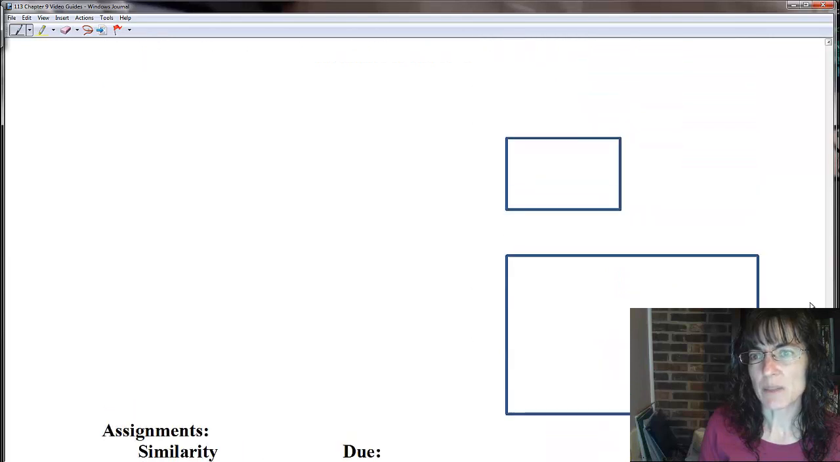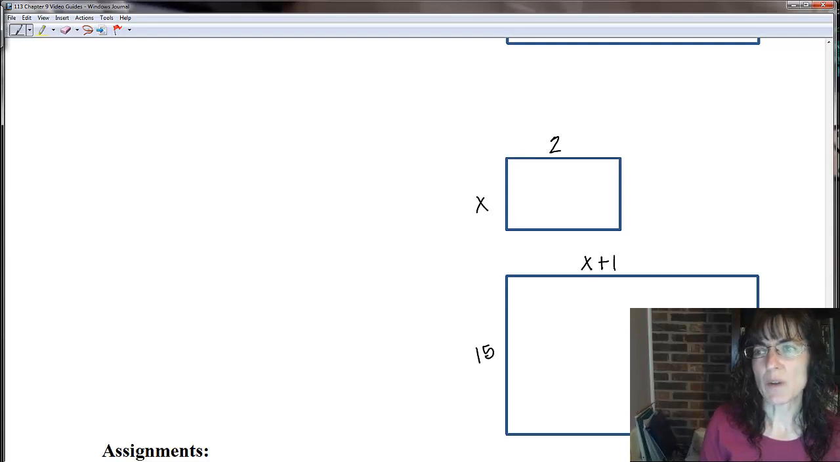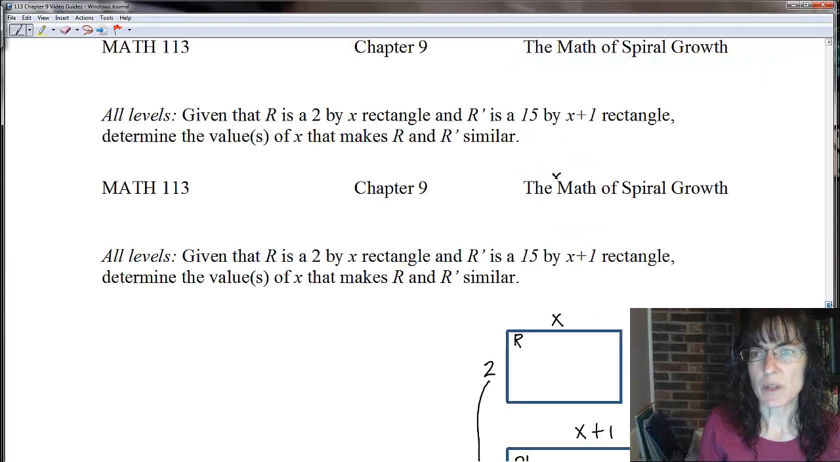where I have an X by 2, just so that I have all the possibilities, and then 15 by X plus 1 as well. So I'll have one more problem to work on this one.